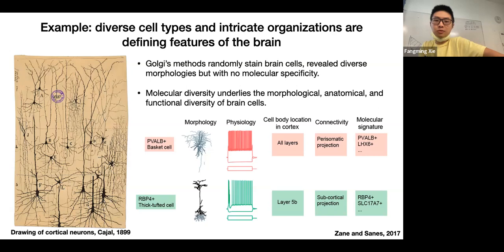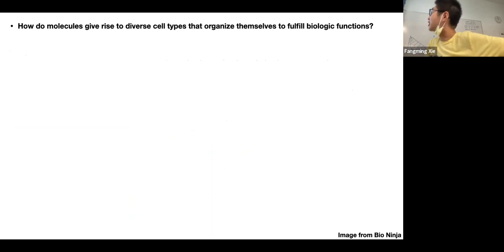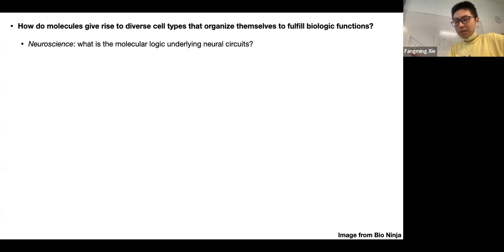And the question we obviously want to address here is how do molecules, in their different proportions, give rise to diverse cell types that organize themselves to fulfill biological functions. Molecule means genes and RNA transcripts. It's not just the molecules themselves, it's also how they are packed into the cells in different proportions and organize themselves. So the same question can take different shapes in different subfields of biology.